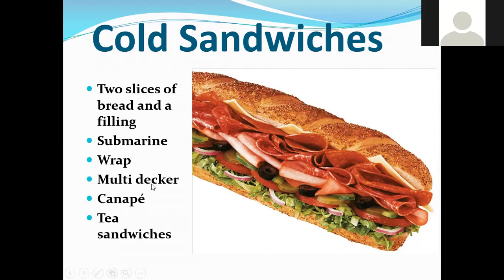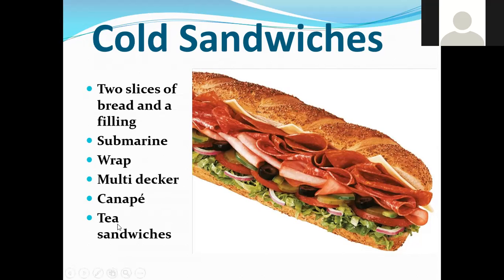A multi-decker, that would be like a club sandwich. So it has lots of different fillings inside. A canapé, like I said before, we talked about those little appetizers, the kind that you just pop in your mouth. And a lot of times those will be on little pieces of toast that either someone's cut out or it might be made from a small loaf that's been sliced and toasted.